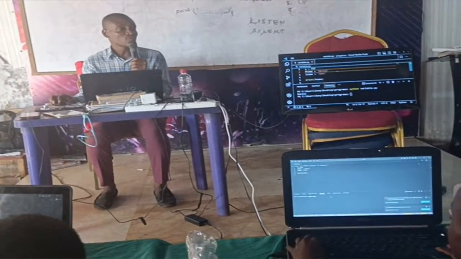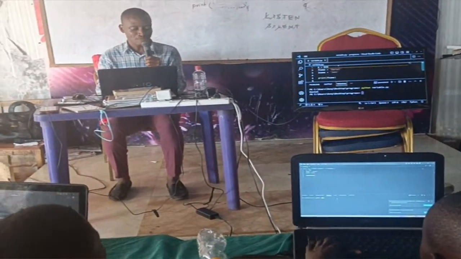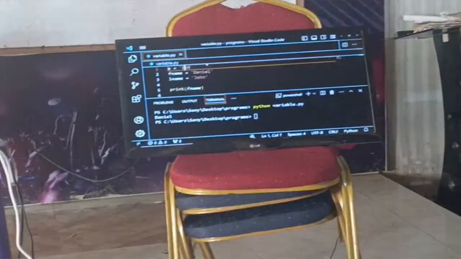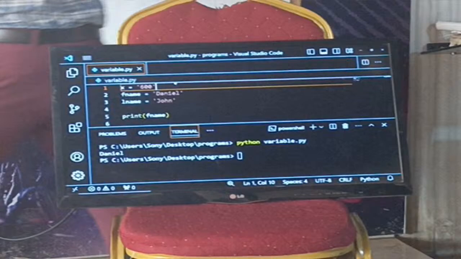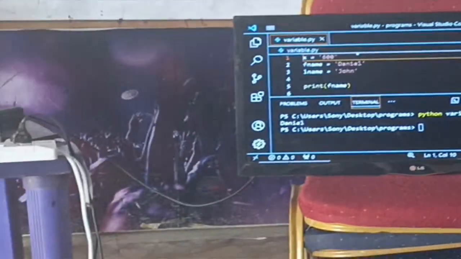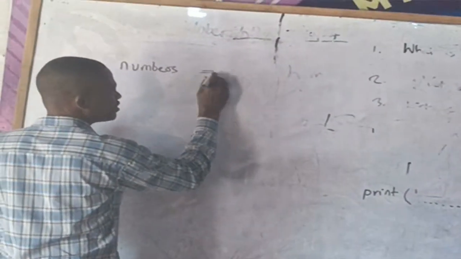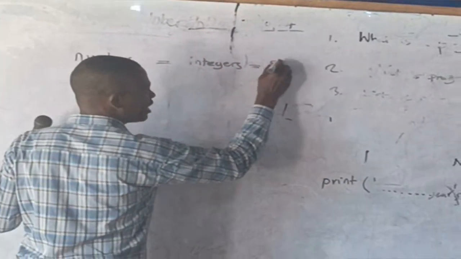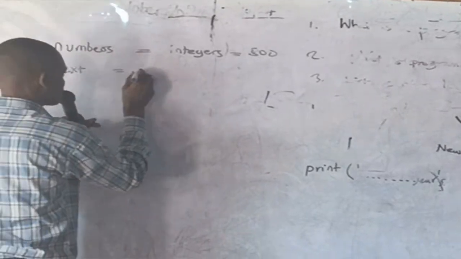Let me show you something. When you are writing numbers, what did you notice here? With numbers, did I put quotes? If you put quotes with numbers, it's no longer a number, it's a string. So let me show you something. In programming, numbers are called integers. And you just put them like this without quotes. Texts are called strings.